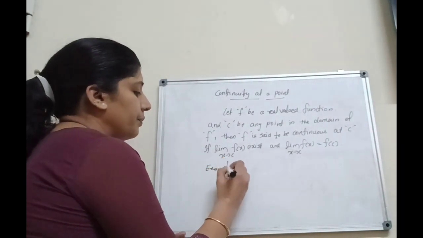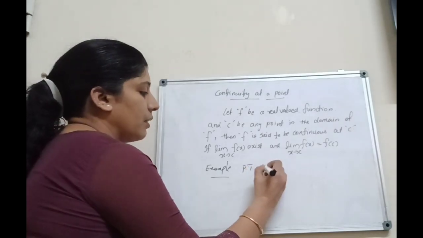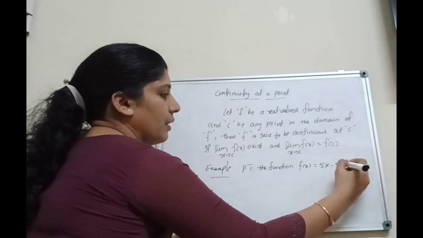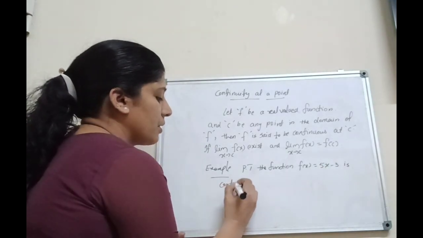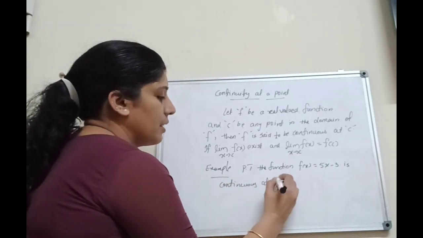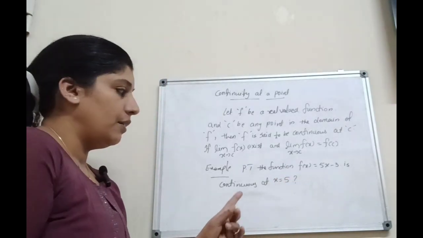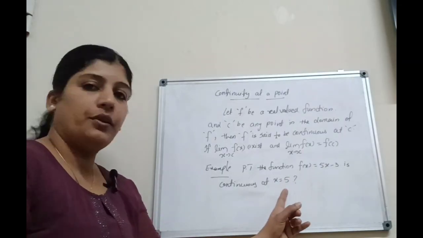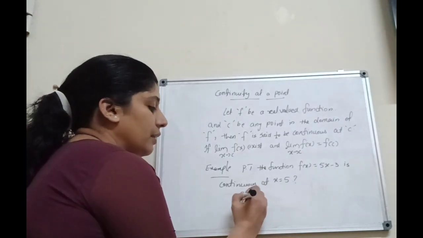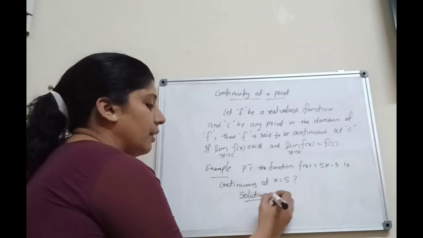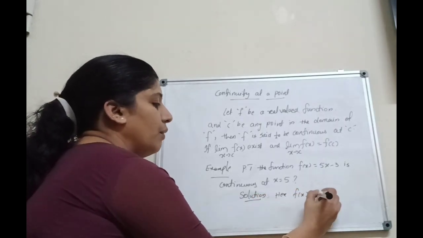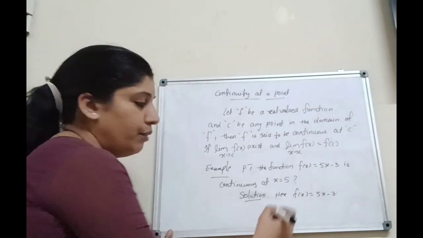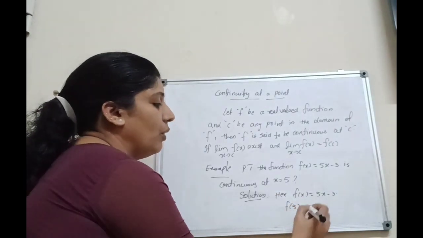Prove that the function f of x equal to 5x minus 3 is continuous at x equal to 5. How can we find out? First, we have to find out the value of f of x at x equal to 5. Here given f of x equal to 5x minus 3. Then next we have to find out f of 5 equal to what?